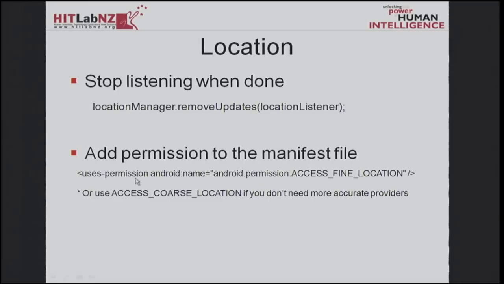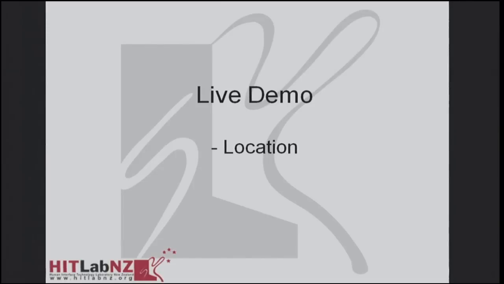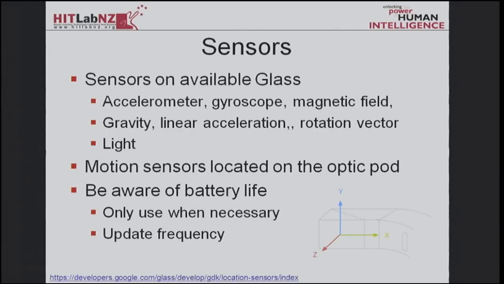And this is the permission that you'll have to copy to the manifest file. There are two types of permissions you can choose from. One is fine location, and usually this always works since it covers all the types of locations. But if you want to tell that your app does not require fine, accurate location, then you can use coarse location as well, which is usually only applicable when you are only listening to Wi-Fi or cellular-based tracking. I'll skip the live demo and do it all together with sensors.